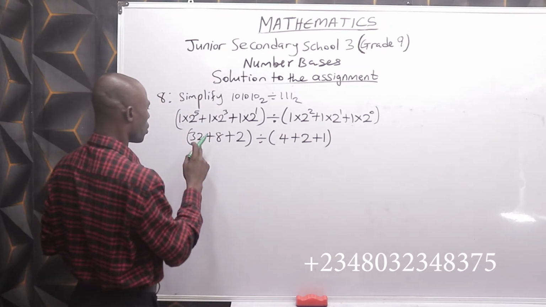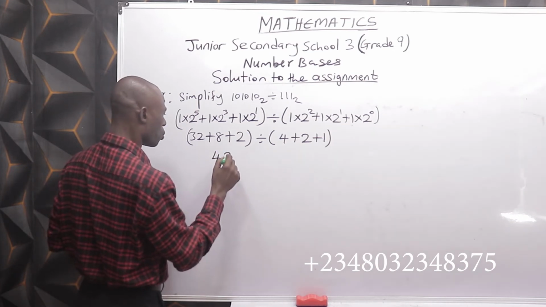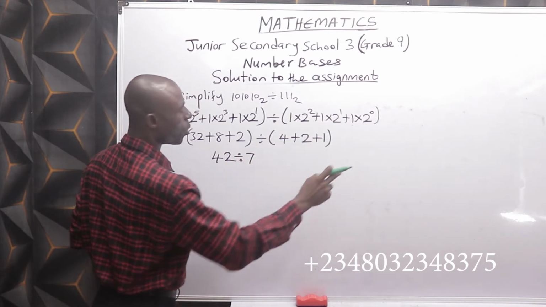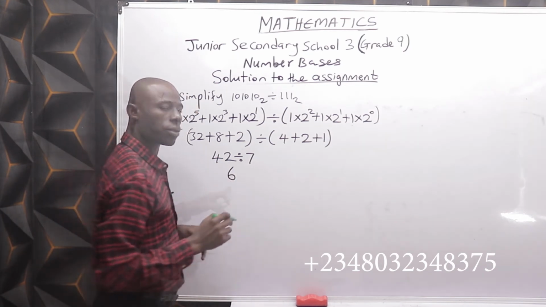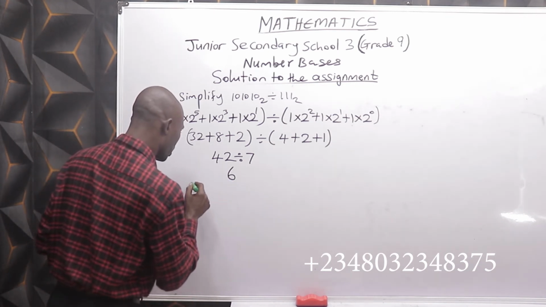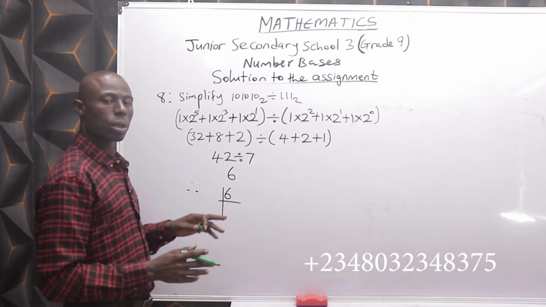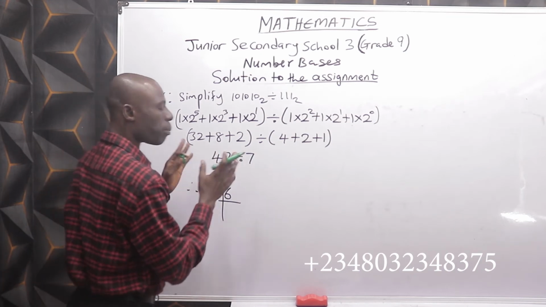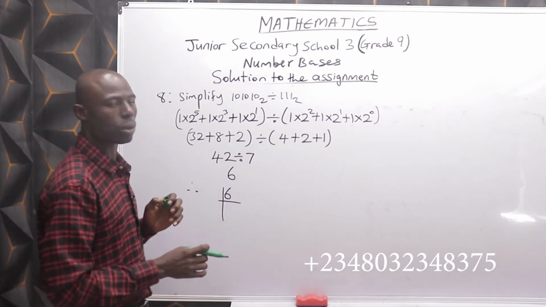Here we have 32 plus 8, that is 40, plus 2, that is 42, divided by 7. 4 plus 2 plus 1 is 7. 42 divided by 7 should be 6. That 6 is in base 10. We now convert the 6 in base 10 back to base 2 to be our final answer. We have done the division in base 10. We have to put our answer back to base 2.